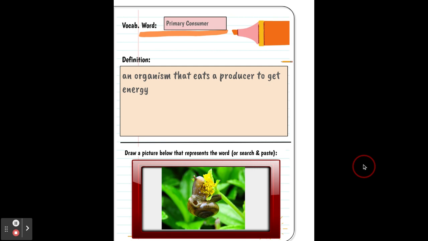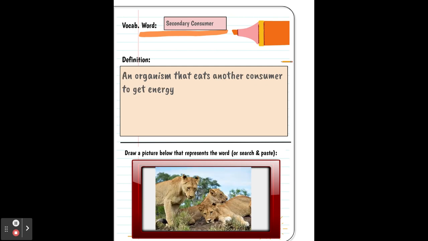The next level up, second level or secondary consumer, is the organism that eats another consumer to get energy. So it's a second level consumer because it eats the primary consumer. Typically, you don't see lions eating grass. Typically, lions will eat a smaller mammal that eats grass. They are secondary consumers. And that smaller mammal is usually what we call an herbivore.